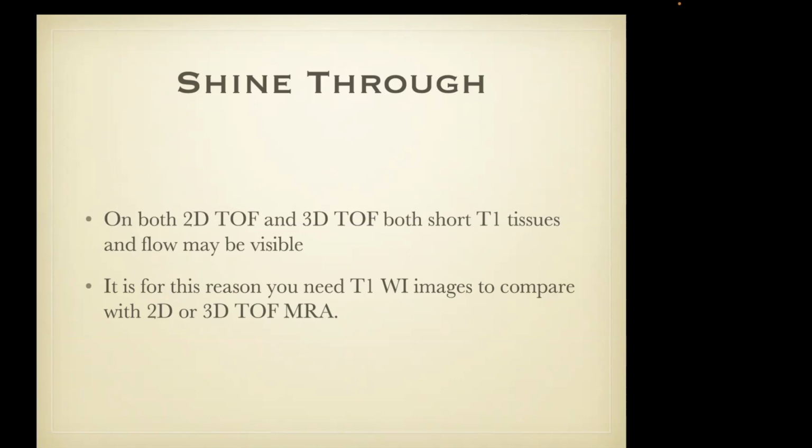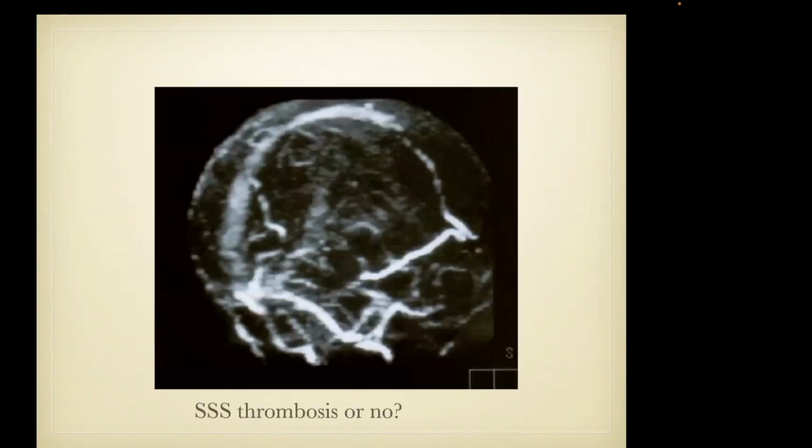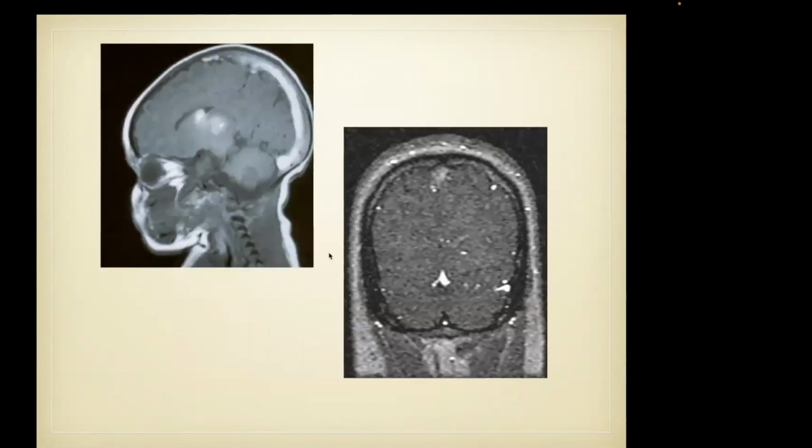This is the reason why I don't think you should ever acquire just time of flight imaging. You always have to have a T1 weighted scan to compare. So in this example, this is a child. Should I say this child's normal because I see signal here in the transverse sinus and I see signal in the superior sagittal sinus? Well, that would be a mistake because this patient has a completely thrombosed superior sagittal sinus. This is clot sitting in the sinus, which shines through on the MR venography.